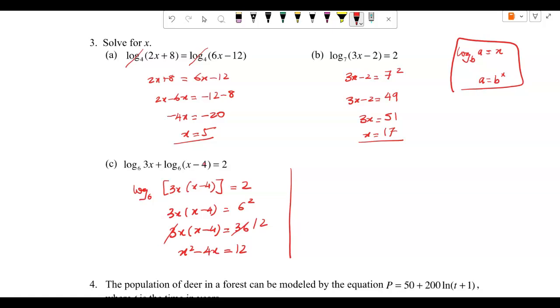Then you factor, putting all terms on one side. So x squared minus 4x minus 12 is equal to 0. So (x minus 6)(x plus 2), so x is equal to 6 or x is equal to minus 2. So reject the negative, since the log of a negative number does not exist.